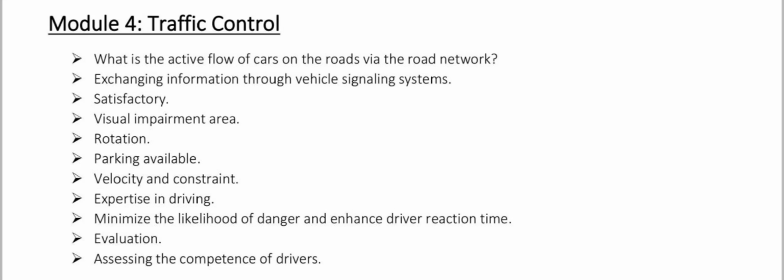Module 4. Traffic Control. What is the active flow of cars on the roads via the road network? Exchanging information through vehicle signaling systems. Satisfactory visual impairment area. Rotation. Parking available. Velocity and constraint. Expertise in driving. Minimize the likelihood of danger and enhance driver reaction time. Evaluation. Assessing the competence of drivers.